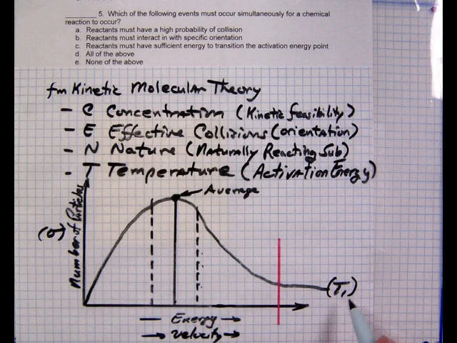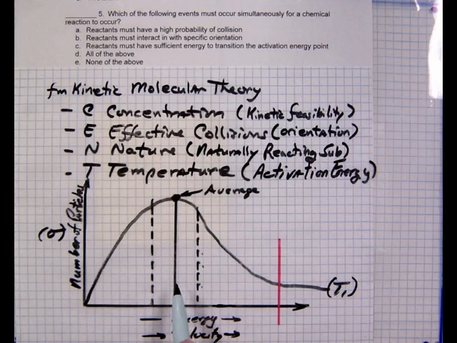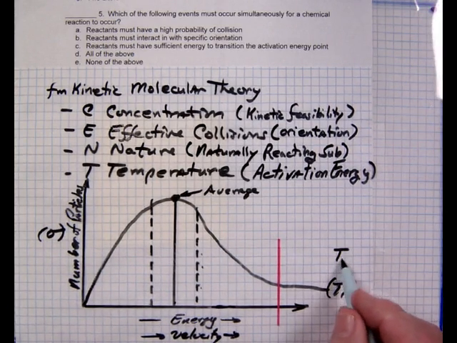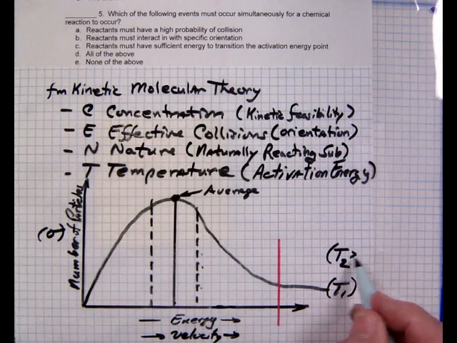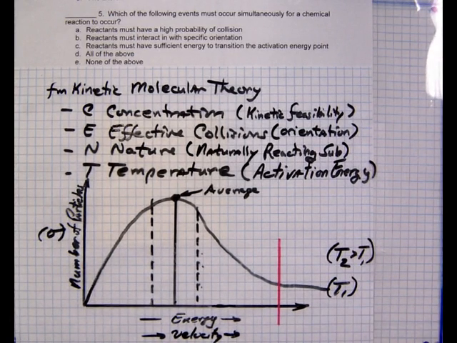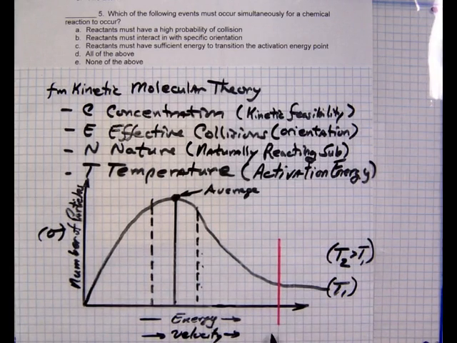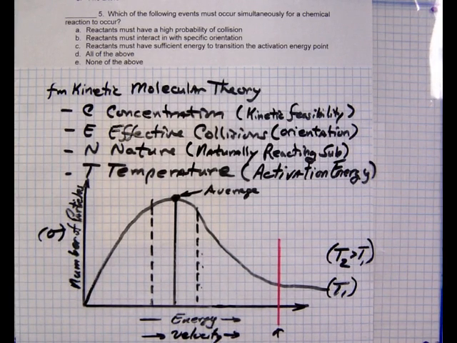Now, if we change the temperature of the system by increasing the temperature to T2, which is higher than T1, let's just put T2 up here, greater than T1, then what's going to happen is more of the particles under this larger area are going to shift to the red line. This red line is the activation energy needed to start the reaction, or the point where the greatest probability of these 4 events occurring exists.